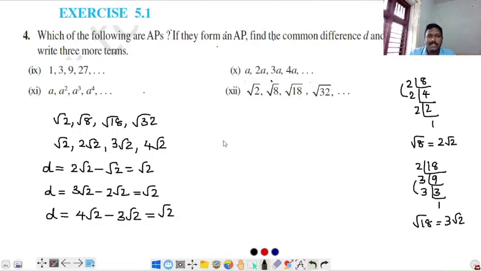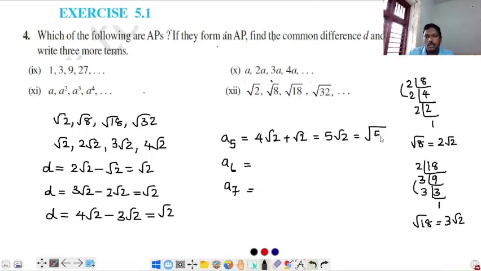Now we can find the next three terms, that is A5, A6 and A7. So A5 will be what? A4 is equal to 4√2. So 4√2 plus the common difference √2, you have to add, you will get 5√2. 5√2 will be how much? 5√2 will be 25 into 2, that is √50.